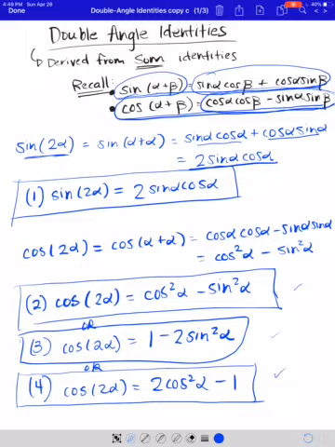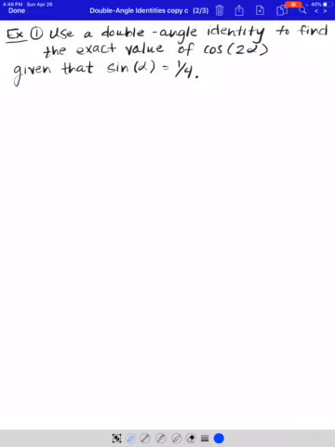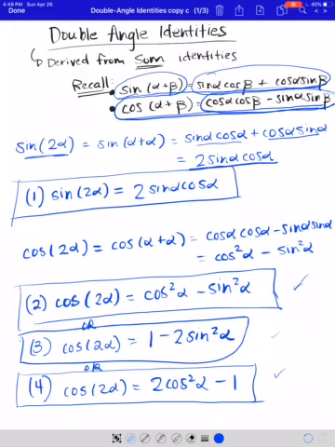So let's take a look at an example. Example 1. Let's use a double angle identity to find the exact value of cosine of 2 alpha, and we're given that sine of alpha is equal to 1/4. Our job here is to find the exact value of cosine of 2 alpha. So let's start by writing down the identity for cosine of 2 alpha. Notice what we're given here is the value of sine alpha. So let's look at our double angle identities again. For cosine of 2 alpha, remember we have 3 forms to choose from. Now we could maybe choose this first form, but notice we would need to know what sine alpha and what cosine alpha is.